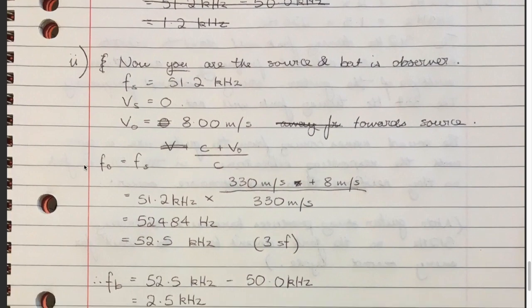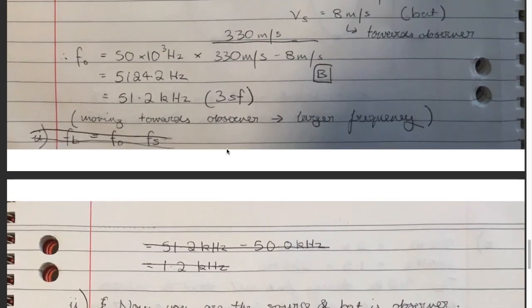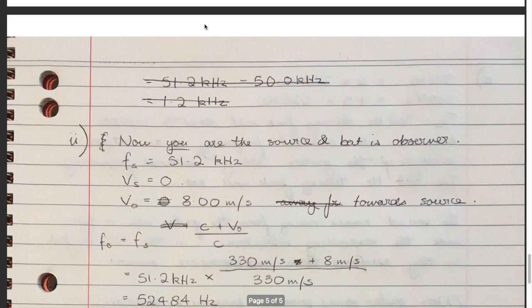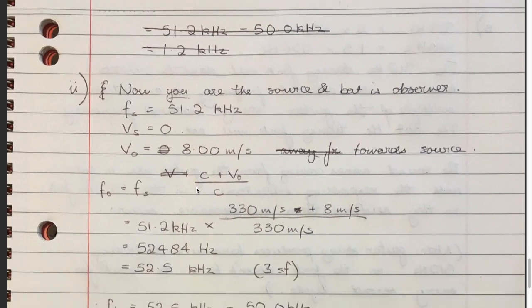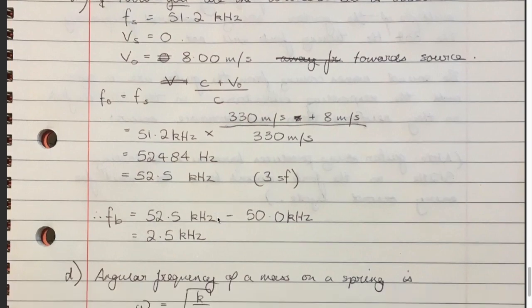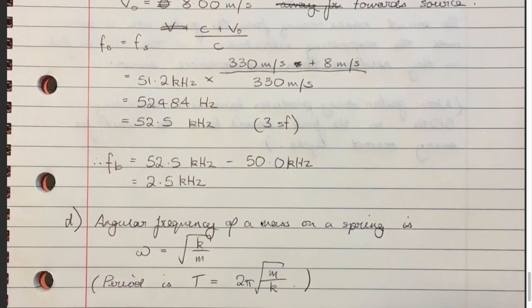So our formula looks a bit different. The observer velocity goes in the numerator, which is different to how earlier we put the source velocity in the denominator. But they're moving towards each other, so we still want the frequency to get bigger, so this is a plus. Which means that the bat hears the sound coming back at 52.5 kilohertz, and then to get the beat frequency we can just subtract them to get an answer of 2.5 kilohertz.